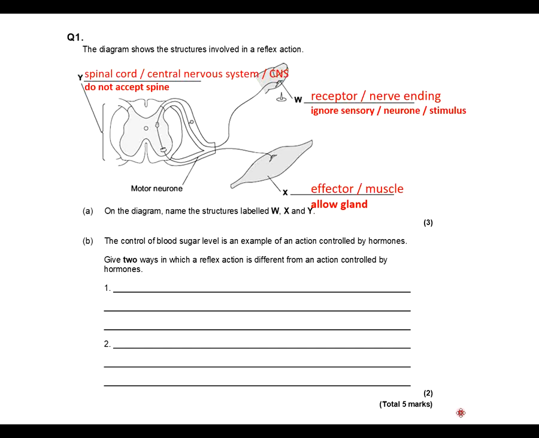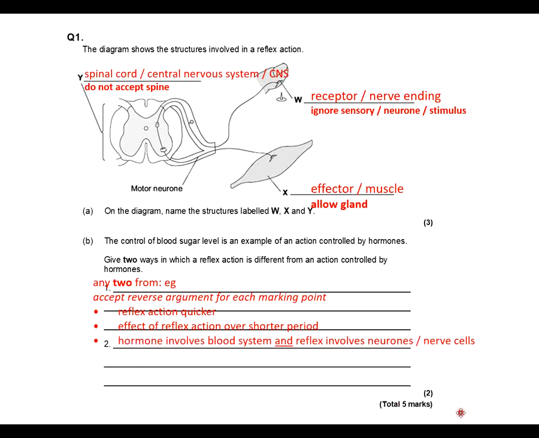Okay, right, and then we've got the control of blood sugar is an example of an action controlled by hormones. Give two ways in which a reflex action is different from an action controlled by hormones. So we could have: reflex action is quicker, and it does say you can accept the reverse argument, that it's over a shorter period of time; that hormones involve the blood system and reflex involves neurons; or the reflex involves impulses and hormones involve chemicals. So any two of those would get you the 2 marks available, or reflex actions only affect one part of the body.